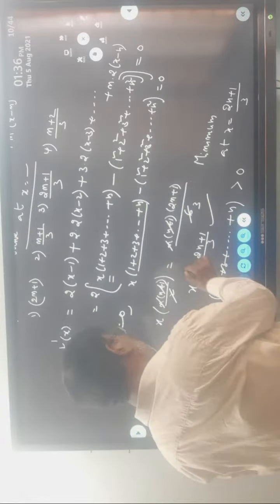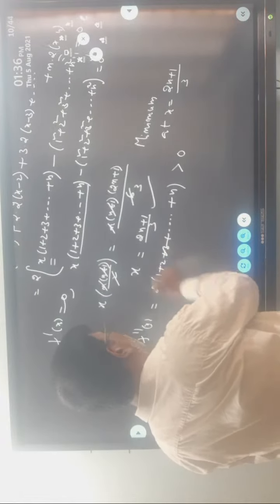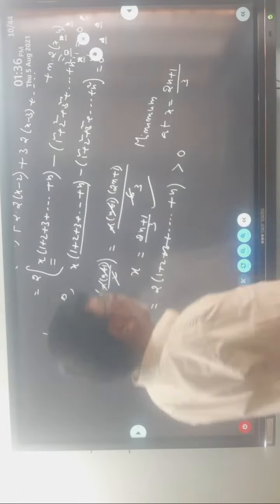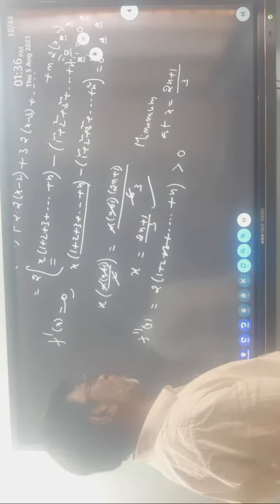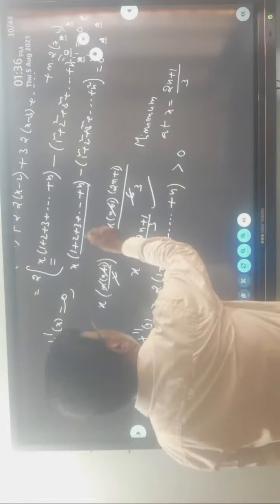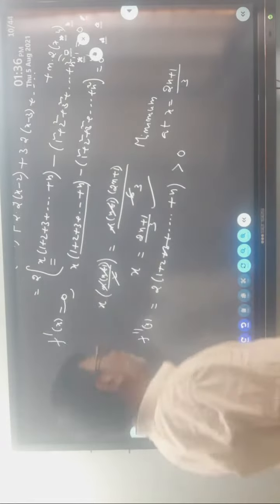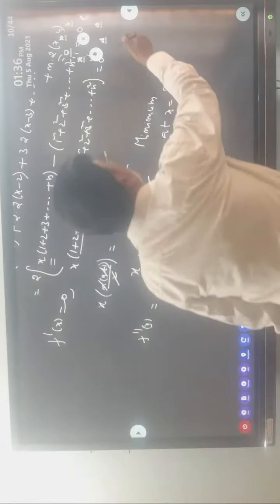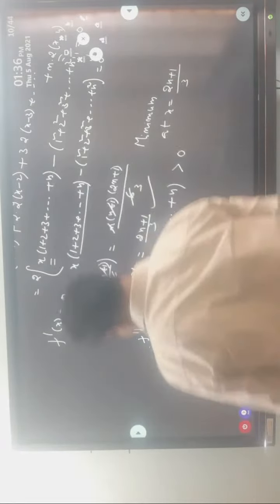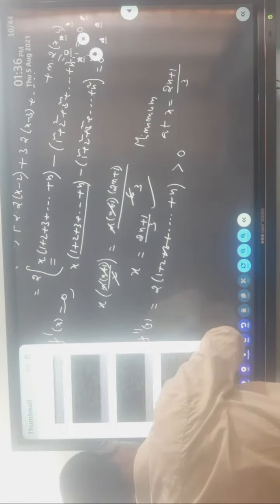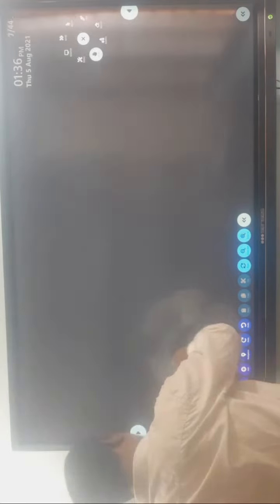If you take the second derivative, it is greater than 0, so there is a minimum value at x equals 2n plus 1 by 3. That is the second derivative: 1 plus 2 plus 3 and so on, which is positive. Remember that, right? That is the simplification. So this is the complete question, and now we are getting that. I hope that completes this one.